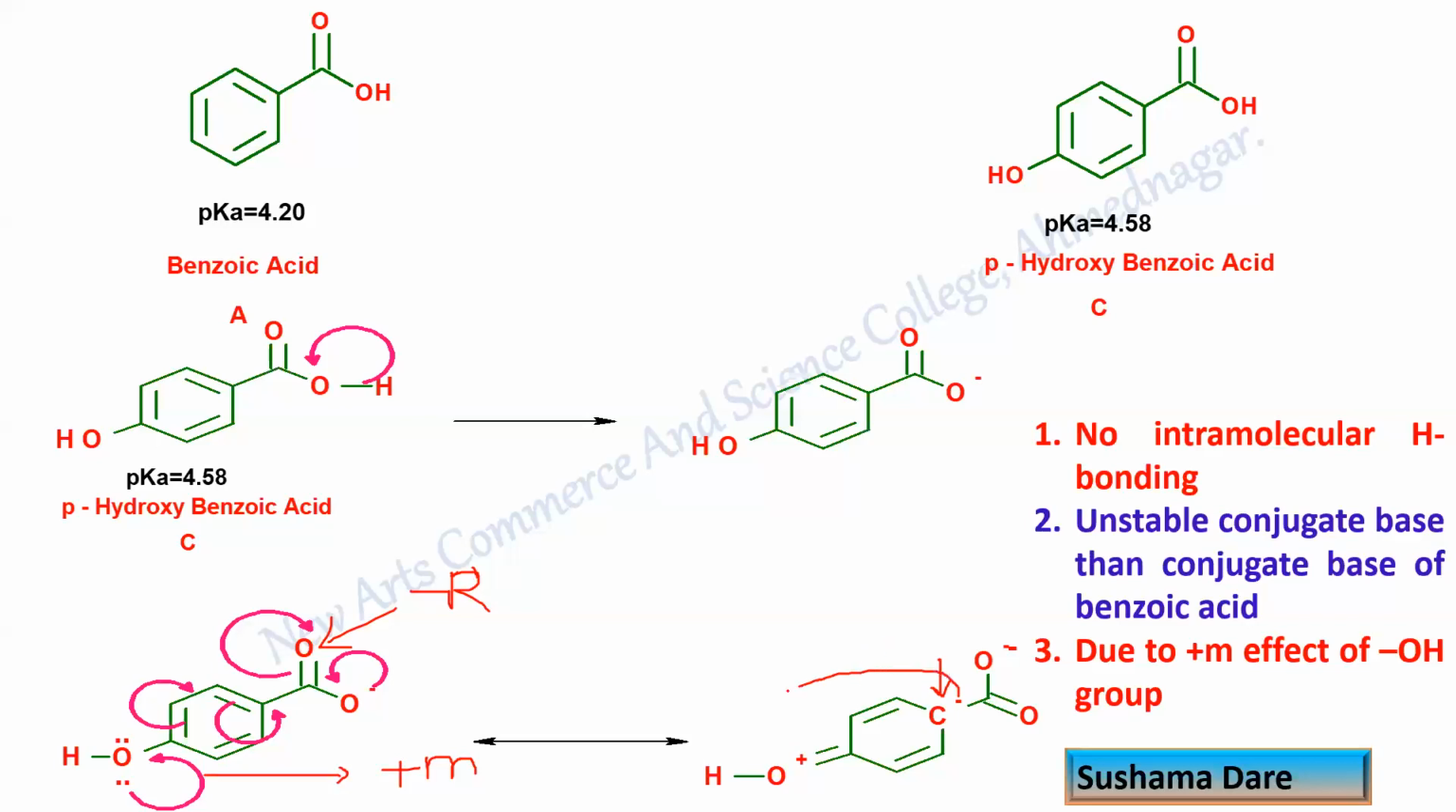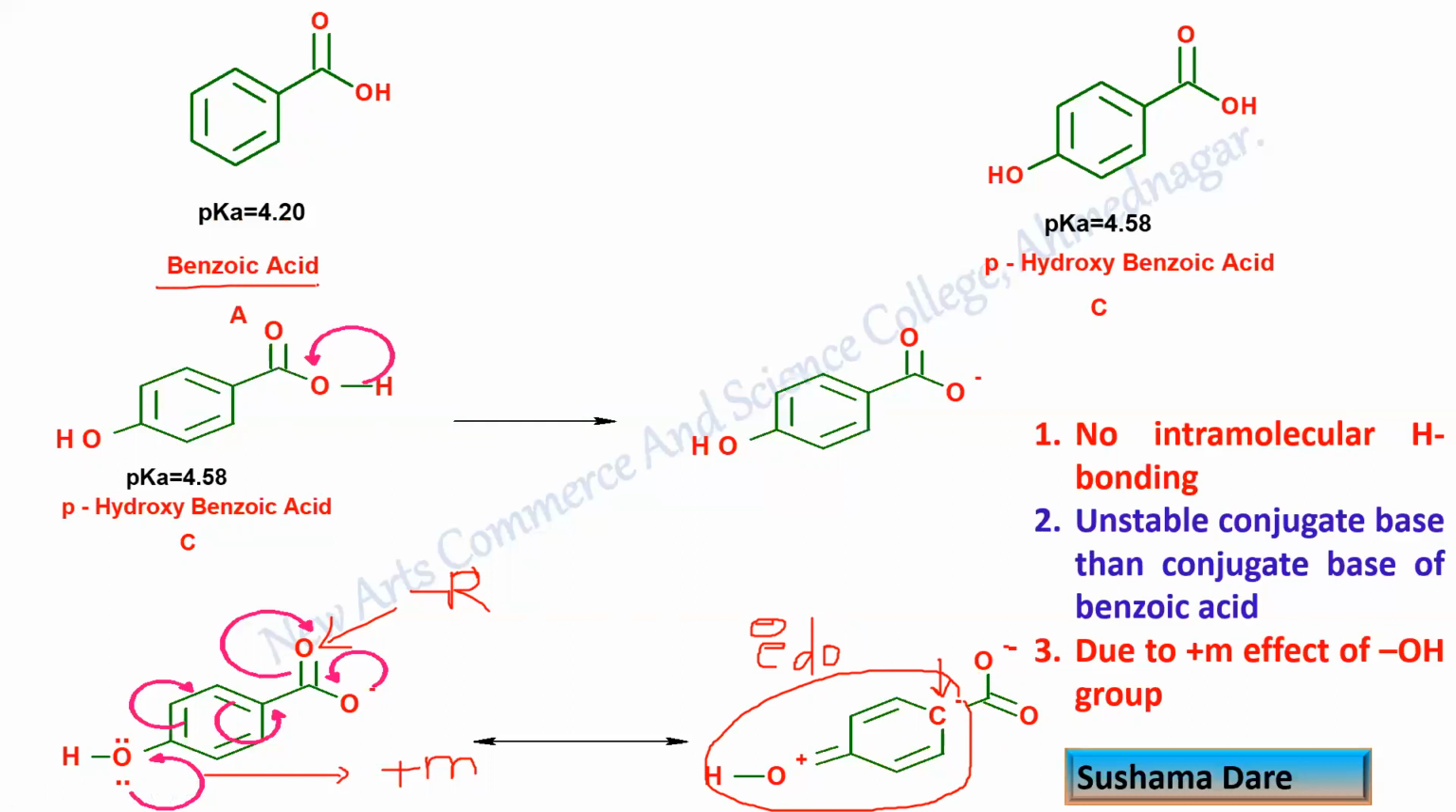So this entire ring is what? Instead of being an electron withdrawing group, this entire group is now electron donating. As the electron donating group is there, there is a localization of negative charge. Localization of negative charge means what? The stability of the conjugate base decreases. Hence, this conjugate base is less stable, dissociation is slow. Therefore, it is a weak acid as compared to benzoic acid.